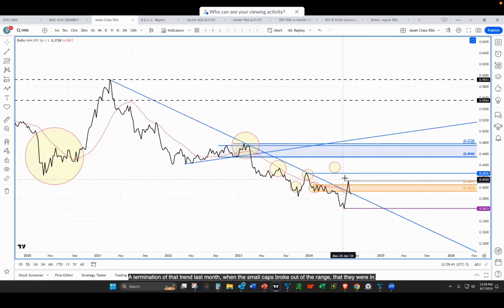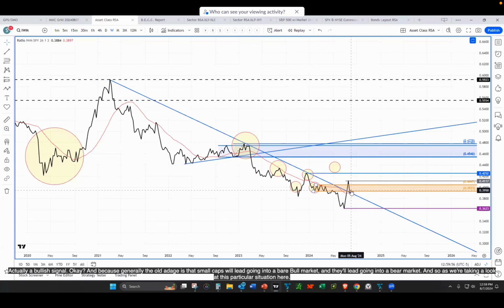We did see a termination of that trend last month when the small cap stocks broke out of the range that they were in, and they were in this range for quite some time. We'll take a closer look at that here in just a moment. But this is, believe it or not, actually a bullish signal.